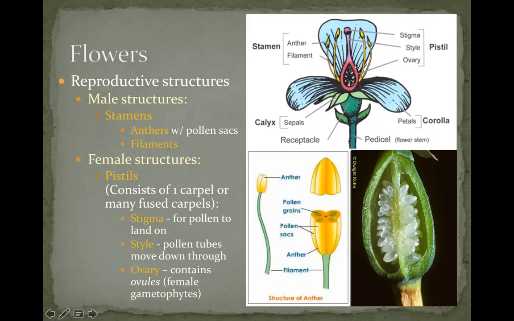The ovary, remember, is what contains the individual ovules or the female gametophytes. When the ovary is mature, it will then become the fruit, and the ovules will then become the seeds that are housed within that fruit.